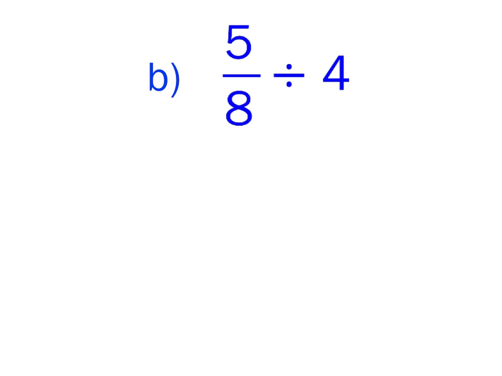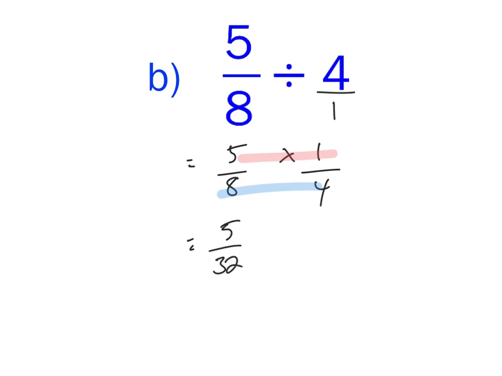So again, the first thing we do is change the sign to multiplication, and we flip the second number. So if we flip 4, what do we get? 1/4, because 4 is the same thing as 4/1. If we flip it, we get 1/4, and then we multiply top times top, bottom times bottom. So what do we get? 5/32. 5 and 32 share no factors in common, so we're done. We can't simplify. If we get to a question where we can simplify, of course, we have to simplify.